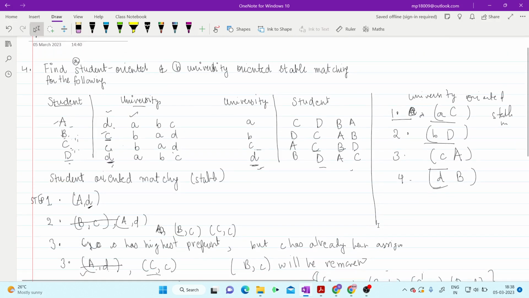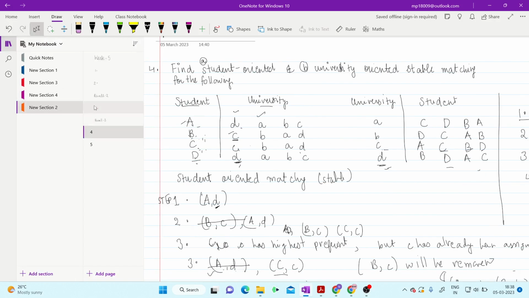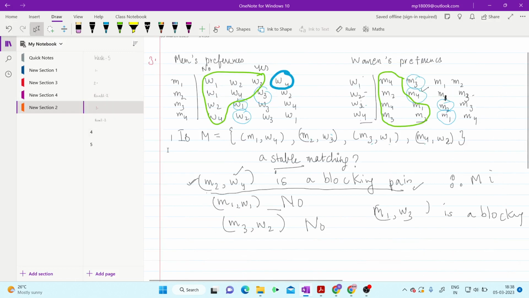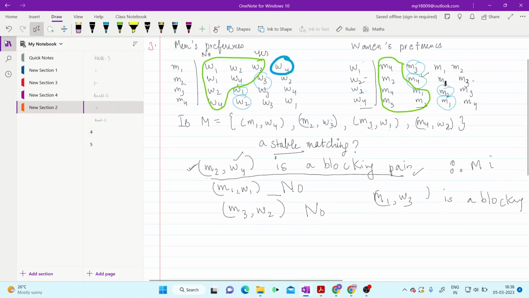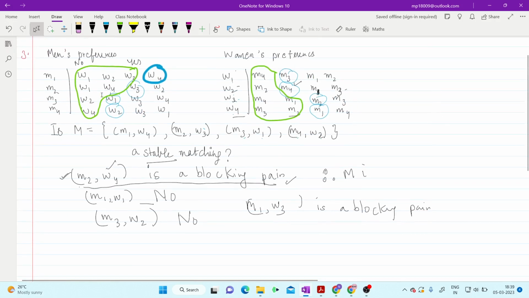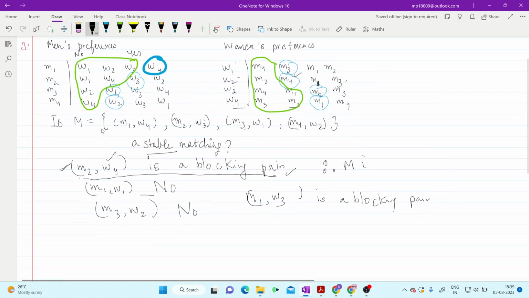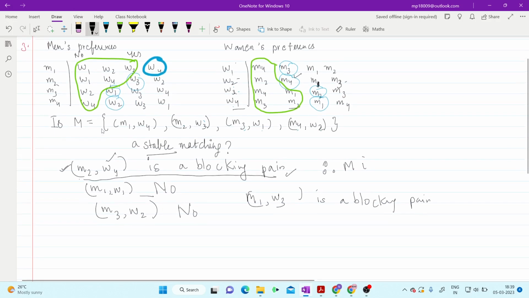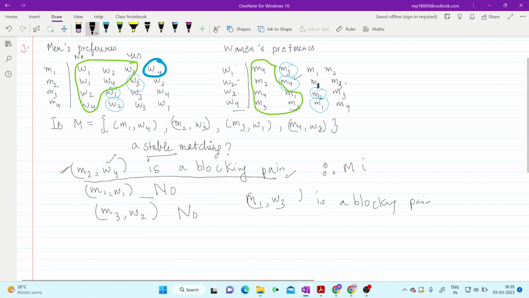Yes, ma'am. Okay. So now we'll do this algorithm for this matching. So let's find women oriented matching.